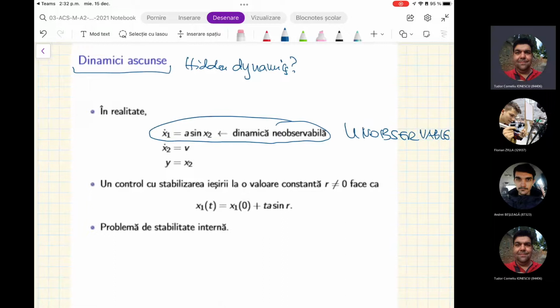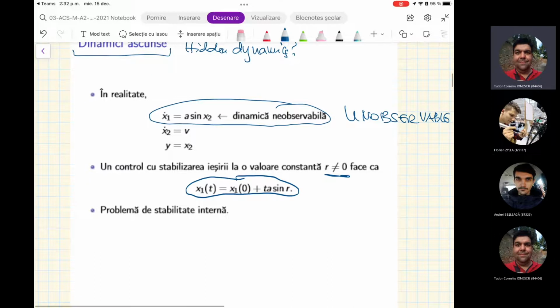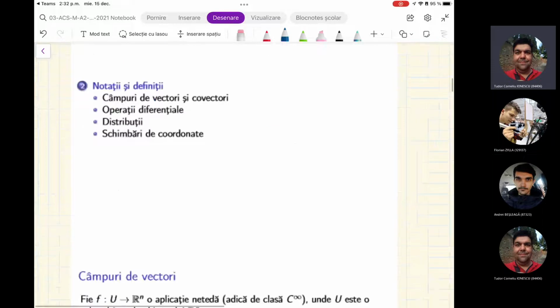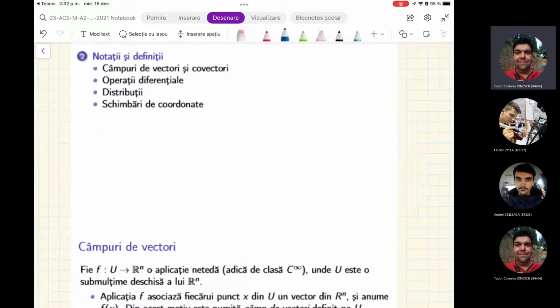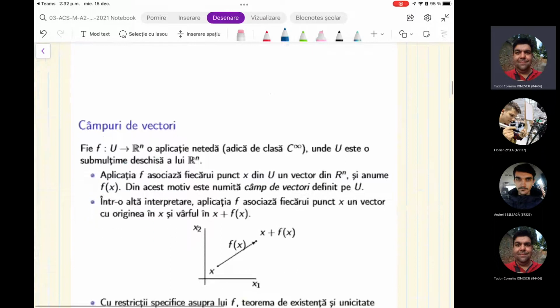A control stabilizing the output at some constant non-zero value leads you to have, for instance for this system, this type of equation. And you have a problem of internal stability left. Is this stable or not? So things are changing a little bit. Now we have some notations and definitions to extend all this discussion to the general case of n-dimensional systems. First of all, we talk about vector fields.